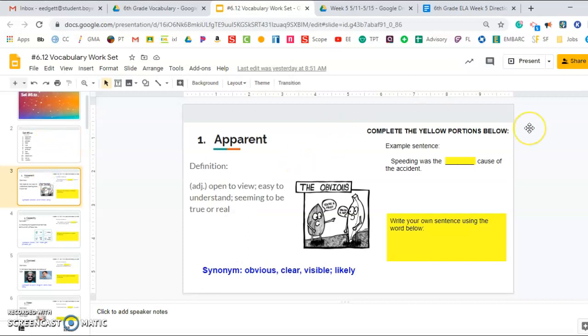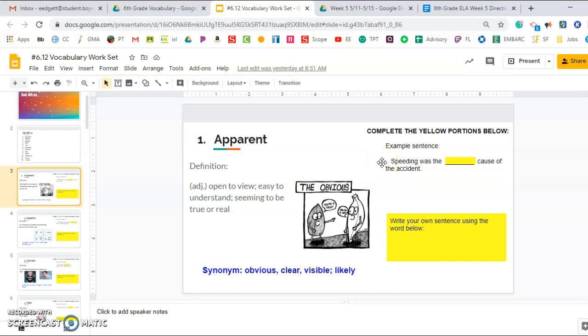Number one, apparent. Apparent is an adjective. When something's apparent, I always think in my mind it's obvious. It's easy to see, it's plain, it's right there. So if you look at the picture, this guy's pointing at the banana and saying, "You're a fruit," and he's pointing at him and saying, "You're a nut." So that's pretty obvious. It's apparent.